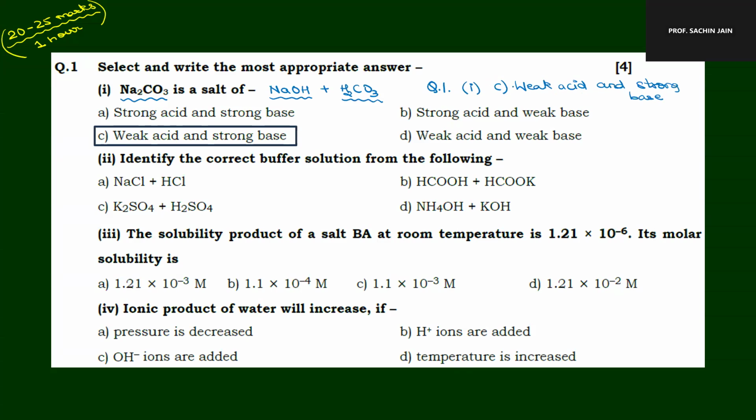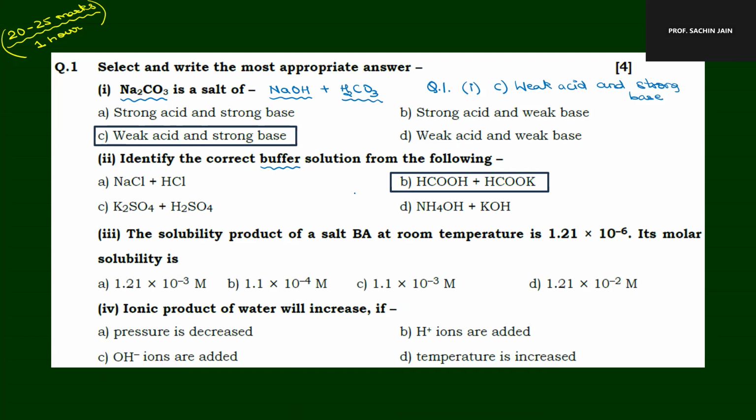ठीक है? Next, identify the correct buffer solution from the following. Buffer, it's a combination of weak acid and salt with a strong base, या फिर weak base and salt with a strong acid. B. It is formic acid and the salt of formic acid with the potassium hydroxide. So the correct answer is option B. It's from the buffer.